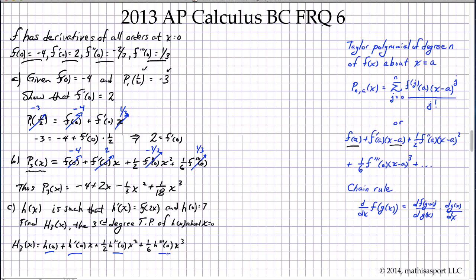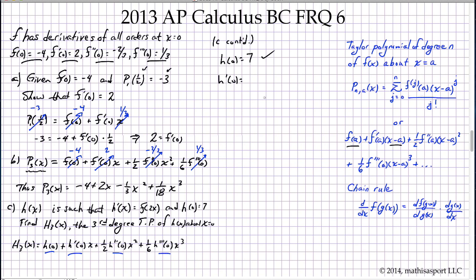So let's take a look at that. So this is C continued. H of 0 we've been given as 7, so that takes care of that. What about h prime of 0?